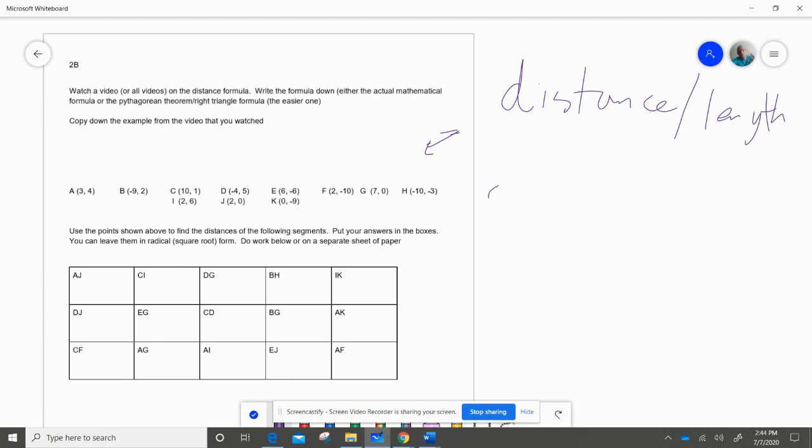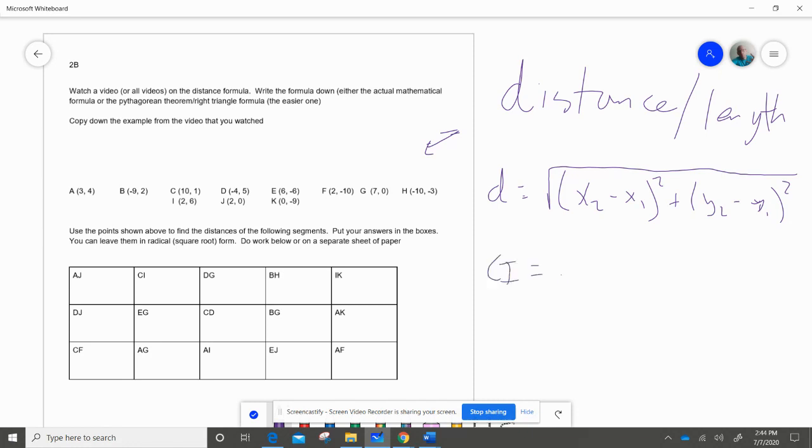So the distance formula is simply this. It's kind of a big one. It's a big square root. It's basically going to be (x2 minus x1) squared plus (y2 minus y1) squared. So x2 minus x1 and y2 minus y1, square those things, add them up, and then take the square root. All right, so let's say we're going to look at CI.